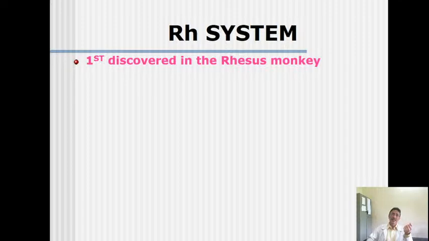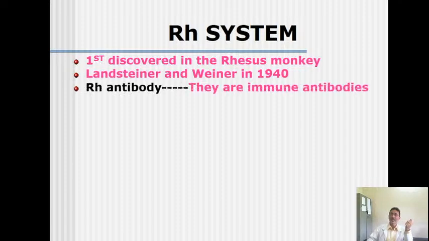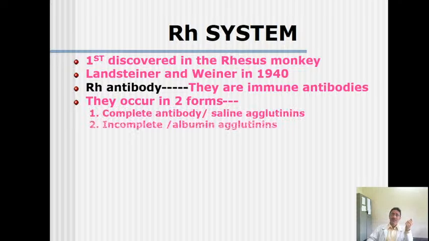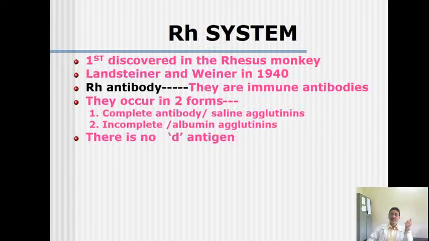This Rh system was first discovered in a rhesus monkey, and it was discovered by Landsteiner and Wiener in 1940. Now what does this Rh antigen do? This Rh antigen basically induces the formation of an antibody in a person who does not have the Rh antigen. There are two types of antibodies, a complete antibody and an incomplete antibody.